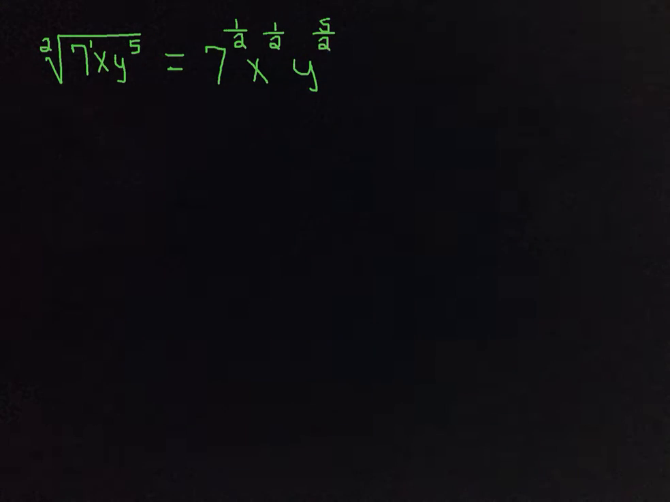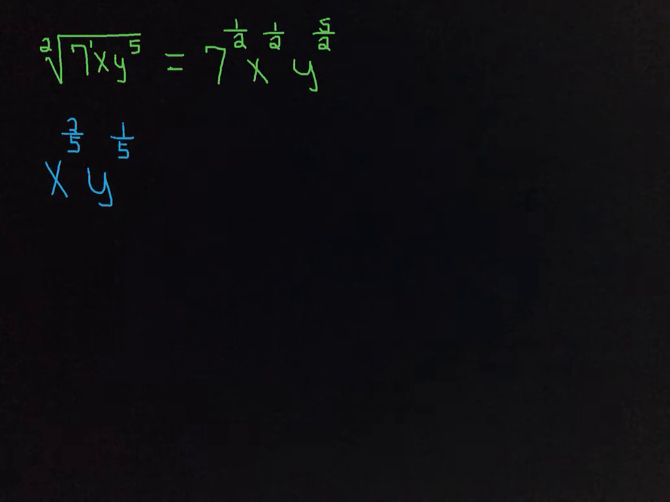Let's look at this problem right here, and what we want to do with this one is convert this radical to exponential form. This is going to be pretty easy. Remember, radicals are fractional exponents, so it's 7 to the 1/2 power, because there's a 1 there and an understood 2, since it's a square root. Now, we've got x, and it's going to be to the 1/2 power. And then y is going to be y to the 5/2 power. So 7^(1/2), x^(1/2), y^(5/2). This is just converting from radical form to exponential form.